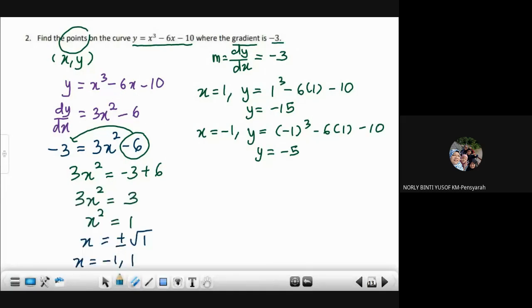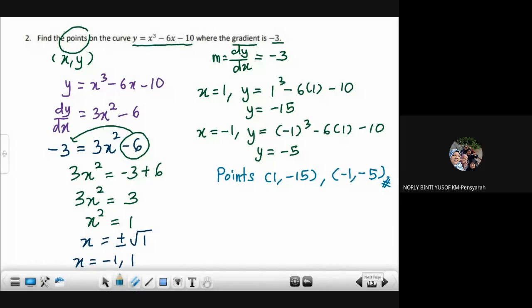And then you put as a point lah. Sebab dia nak point, tak boleh tinggal jawapan dia XY. Must leave the answer in point. Thus the point is (1, -15) and (-1, -5). So that's the final answer lah for the find the point of the curve. Okay, so that is basically the concept of gradient. Cuma gradient ni tak banyak keluar dekat assignment lah.